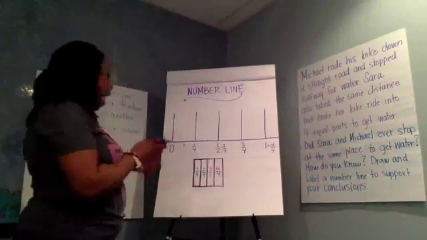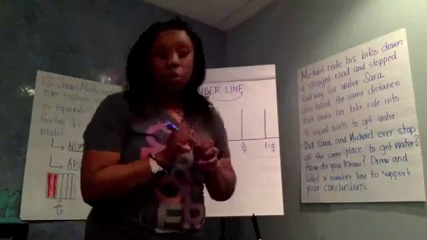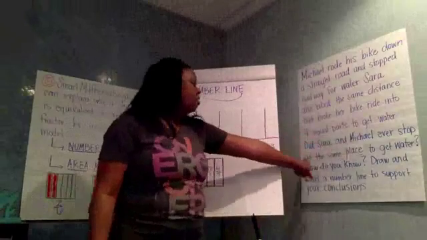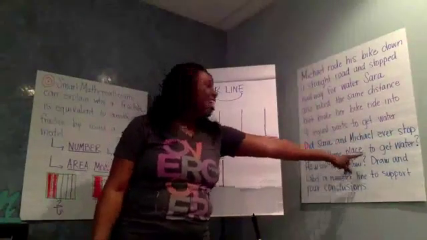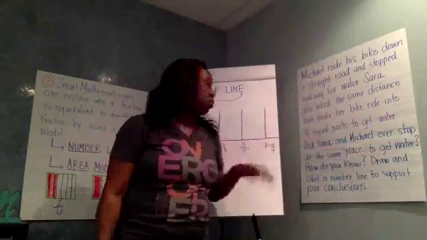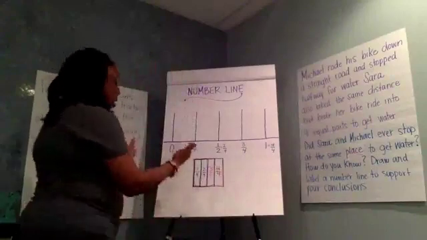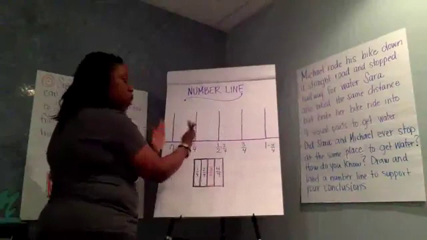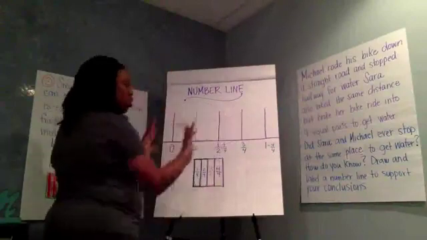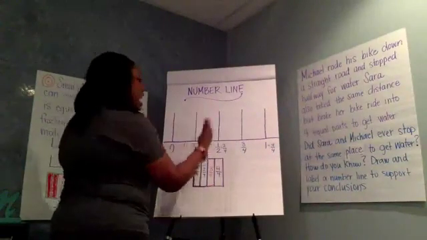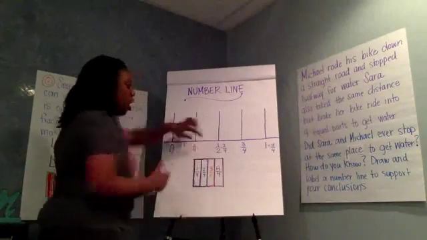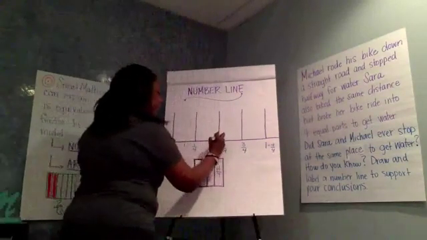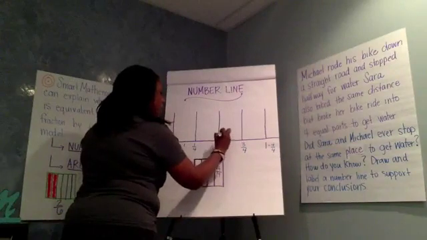Okay? Now, let's go back to our question, what we're trying to solve. Did Sarah and Michael ever stop at the same place to get water? That is the question we're trying to solve. And then we're supposed to say, how do we know? And then draw and label a number line, which we did to support our conclusions. Did they ever stop at the same place to get water? Well, Michael stopped right here. He stopped halfway in between. This is Michael.